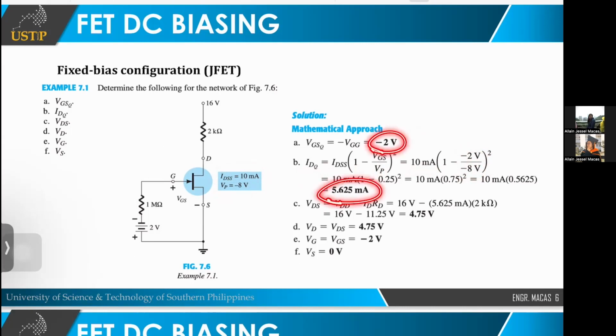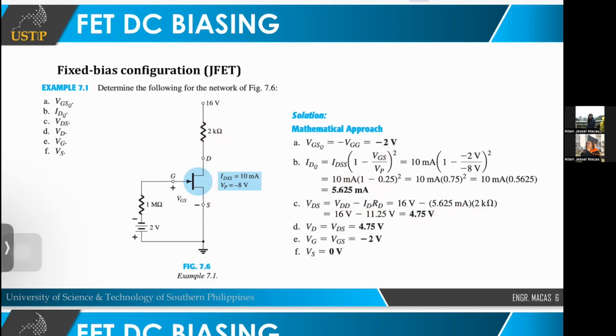Meaning, that JFET, class, operates at VGS of negative 2 and an ID of 5.625 milliamperes. And then, getting the VDS, that is VDD minus IDRD. So, our VDD is 16 volts, minus the ID that we obtained times your 2 kilo ohms RD. Okay, we'll get a VDS of 4.75. So, that VDS is 4.75 volts.